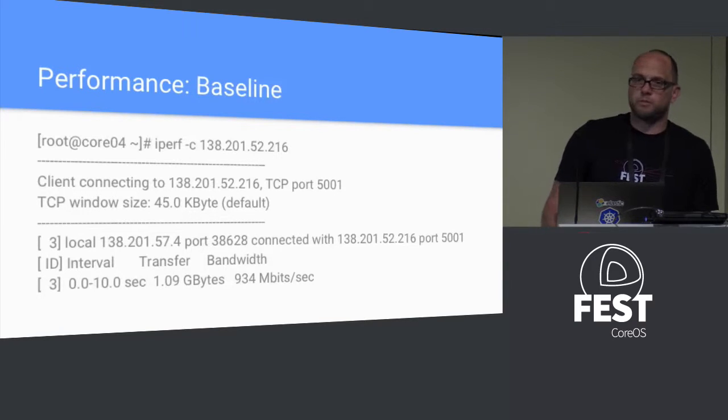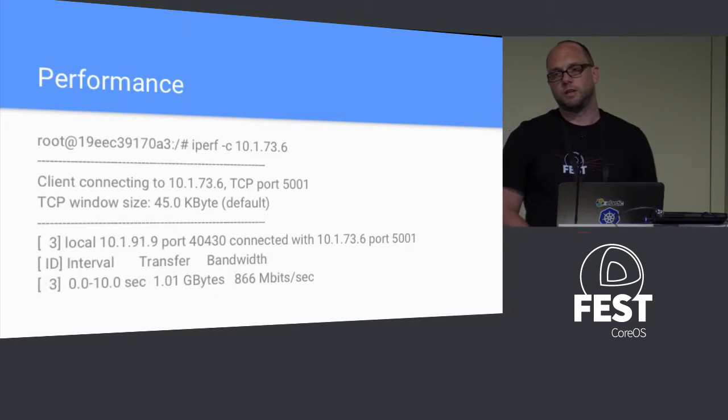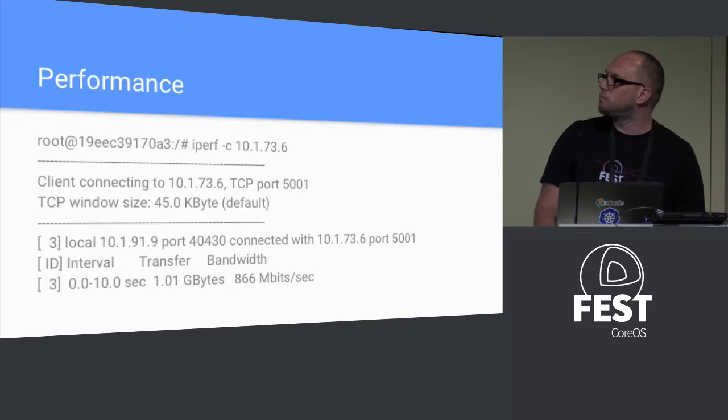So I did a kind of performance baseline. I used iperf for this, and without the VPN, I'm having a throughput of 934 megabits a second. Then if I run the same in the Docker container, which is in the VPN network, the throughput drops to 866 megabits a second. So I think I lose about 15 to 20% probably, which is, for my workload, okay.